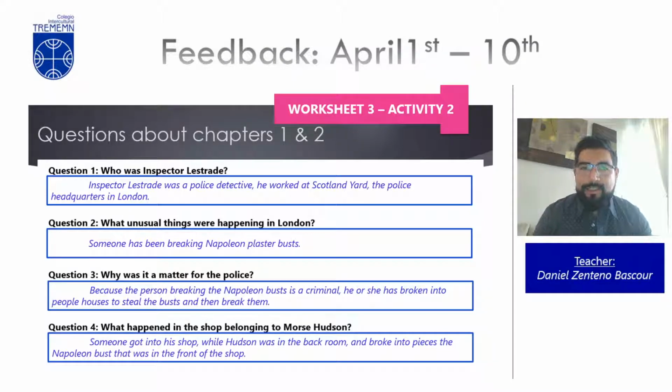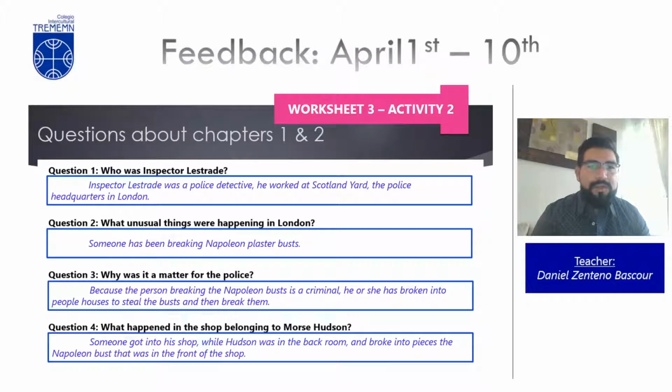Let's remember that Sherlock Holmes is a detective, but a private consulting detective who likes to work on his own and not hired by certain institution. He likes to do the things on his own style.